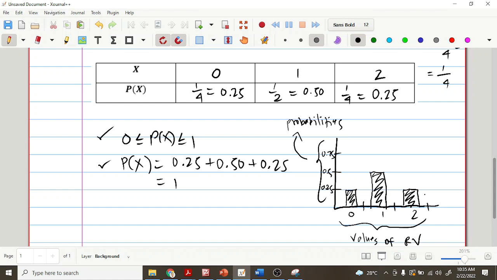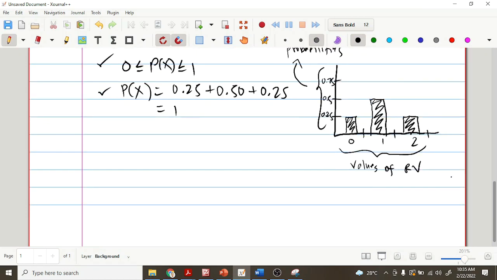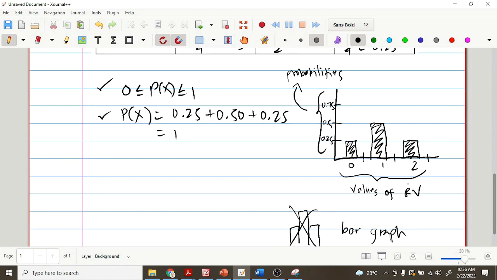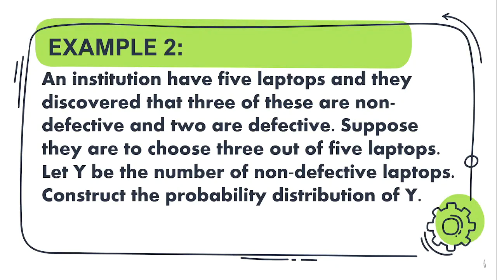So take note, in constructing our histogram, hindi dapat natin pagtabi-tabihin yung mga bars. Okay? Hindi natin dapat gawing ganito yung kay 0, and then ganito yung kay 1, at ganito yung kay 2. Kasi ito ho ay hindi na siya histogram, that is already a bar graph. So ang histogram ho, hindi dapat pinagtatabi or pinagdidikit yung mga bars. Understood?